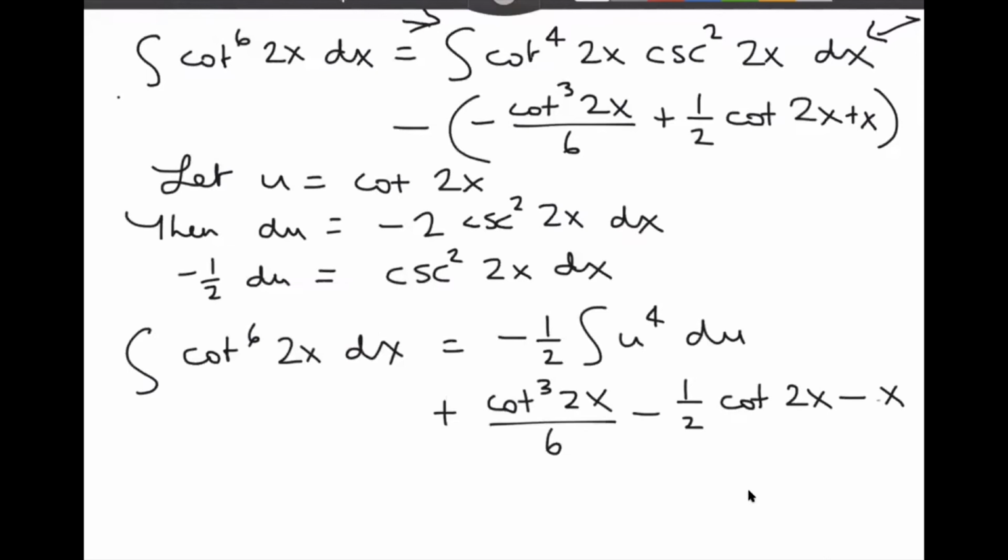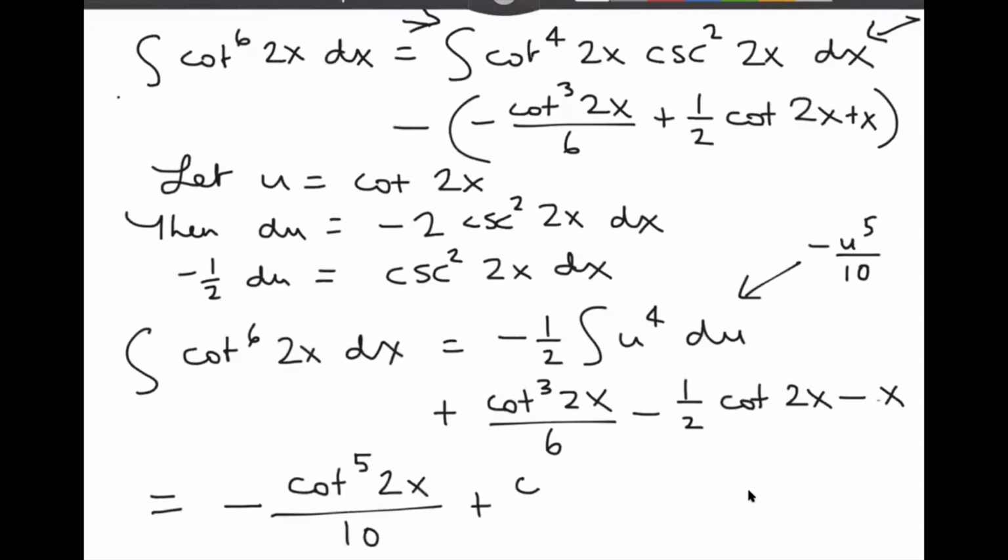We're almost done. Okay, so the value of that integral right here is negative 1/2 times u to the fifth over 5. So that's negative u to the fifth over 10, and then I'll write my final answer at the bottom. Okay, so writing it back in terms of x, we get negative cotangent to the fifth 2x over 10 plus cotangent to the third 2x over 6.